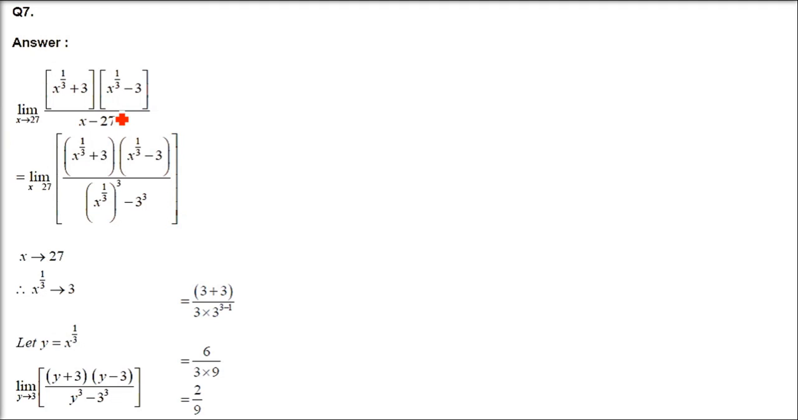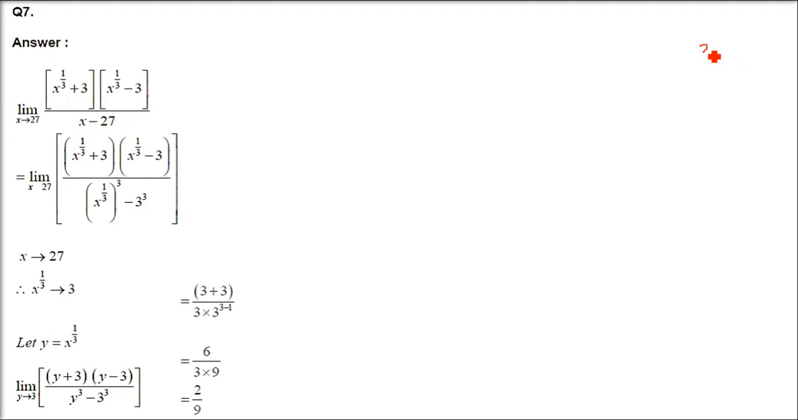Question number 7. So x to the power 1 by 3 plus 3, x to the power 1 by 3 minus 3 and x minus 27. As we see here, this x to the power 1 by 3 plus 3 we will deal with separately. But for x to the power 1 by 3 minus 3 and the denominator x minus 27, we have to do a certain thing. What are we going to do?